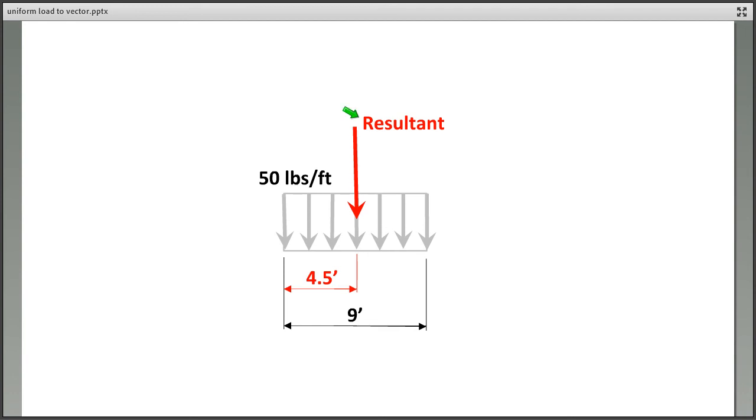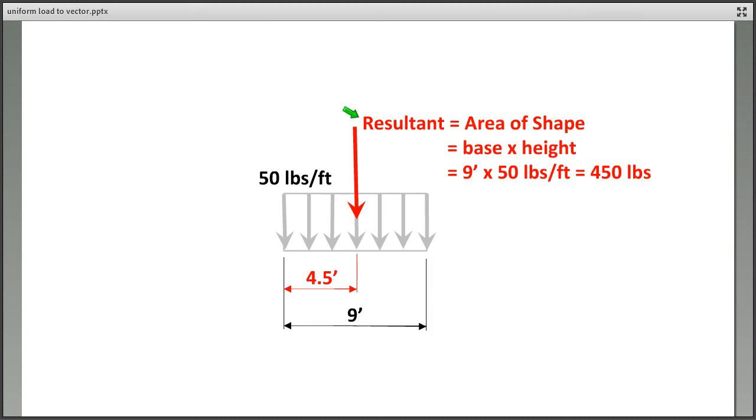Now we would like to know what is the magnitude of that resultant force. And it's actually very straightforward. The resultant is just the area of the shape. So in this case we have a rectangle, and the area of a rectangle is base times height. So let's see, what is the base of this rectangle? It's 9 feet. So we put 9 feet in. What is the height of that rectangle? It's 50 pounds per foot. So we put in 50 pounds per foot.